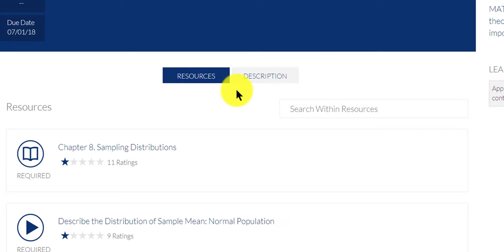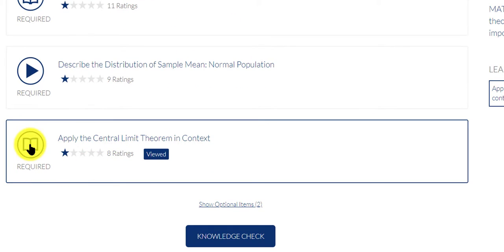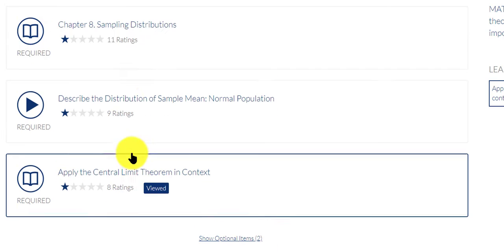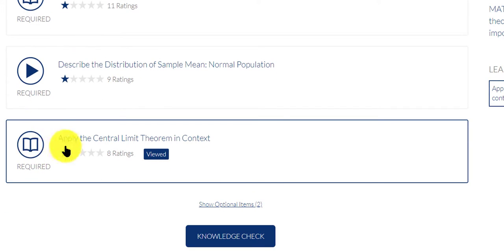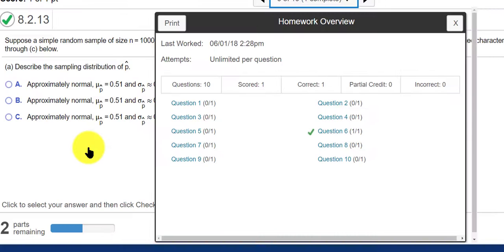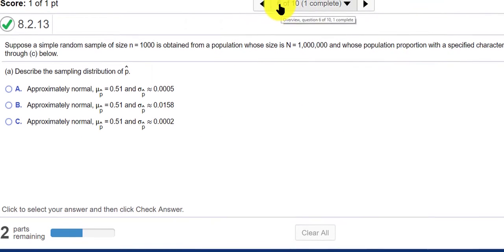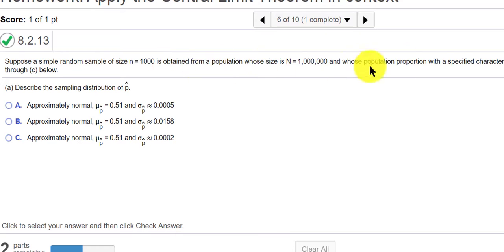So the question came from the required stat lab type problems at the end of the learning objective. So if I click here, I can go to question number 6. Your numbers will look a little bit different, but the steps to solve this problem are the same.